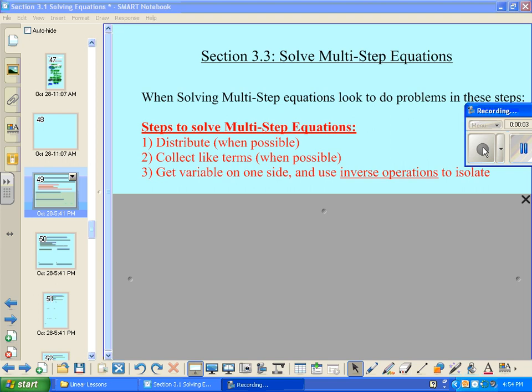Today's lesson is on section 3.3, solving multi-step equations. This first part of the chapter we did solving one-step equations and solving two-step equations. Multi-step equations just means that there could be 3 or more steps. But all the steps we've learned up to this point are still going to be important.